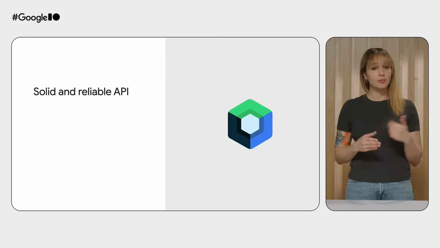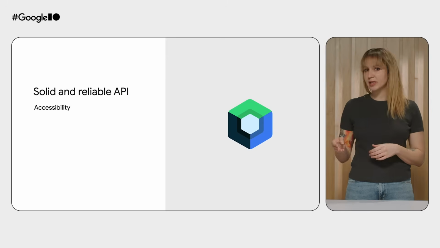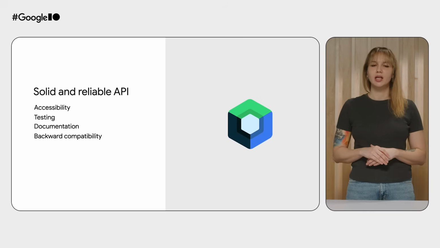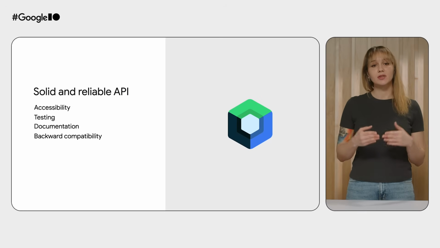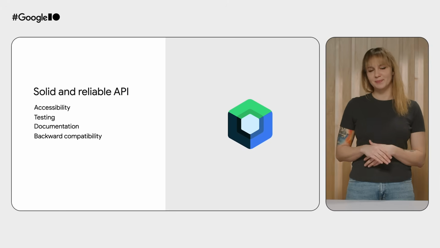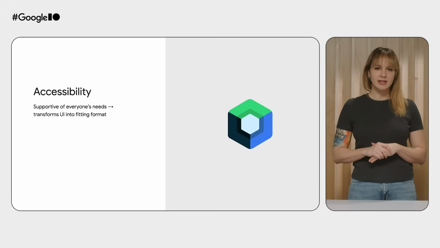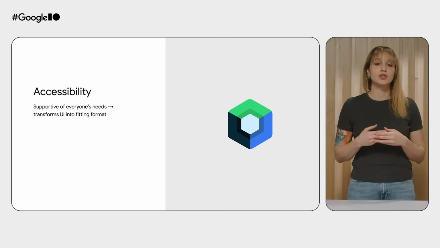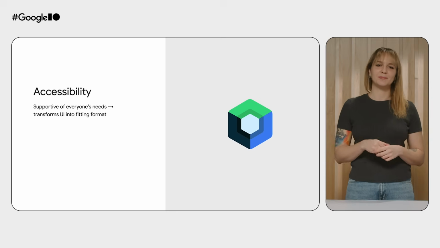Structuring your API is a big part of the design process, but we still have to ensure it satisfies other important requirements, like accessibility and testing, that it has the right documentation and backward compatibility. We want the API to be set up to be solid and reliable long-term. To make your API supportive of different users with different needs, ensure it is able to reliably and logically transform what's shown on the screen to a more fitting format.